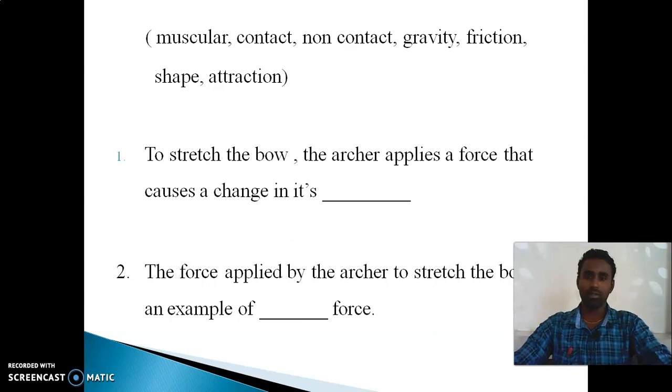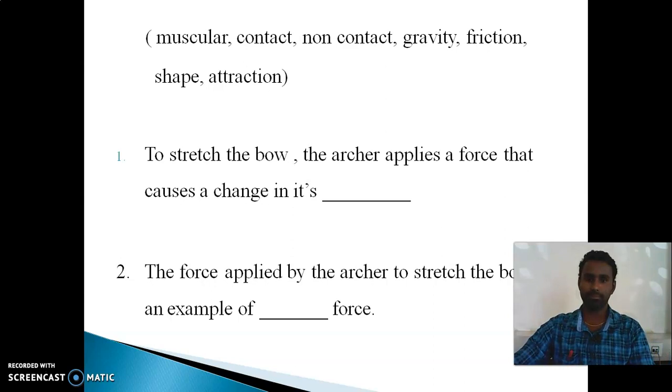First one, to stretch the bow, the archer applies a force that causes a change in its dash. Do you know the answer? Okay, wait, I will come. The force applied by the archer to stretch the bow is an example of dash force. What kind of force is it?